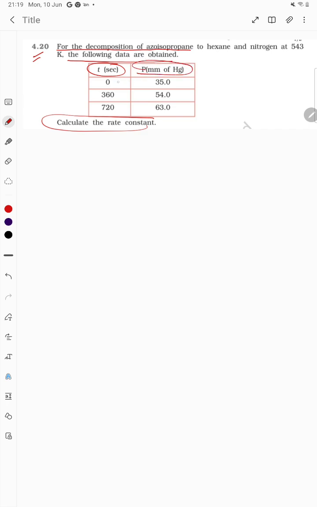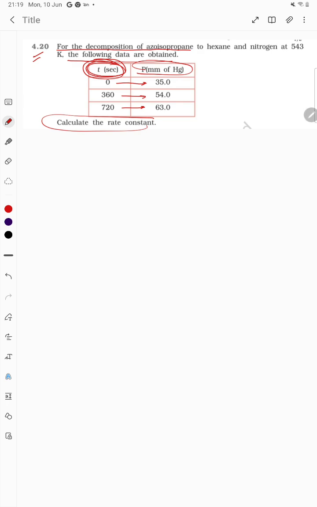This is not the temperature actually, it is the time in seconds. When the time is 0 seconds, the initial pressure observed was 35. When time was 360, the pressure was 54. And when time was 720, the pressure rose to 63. So calculate the rate constant.